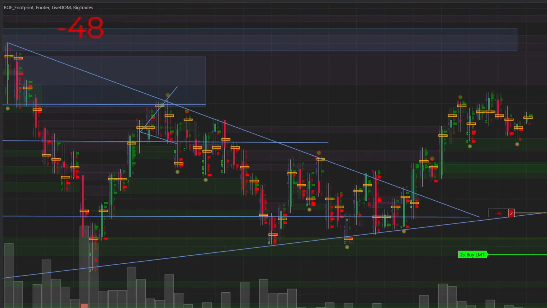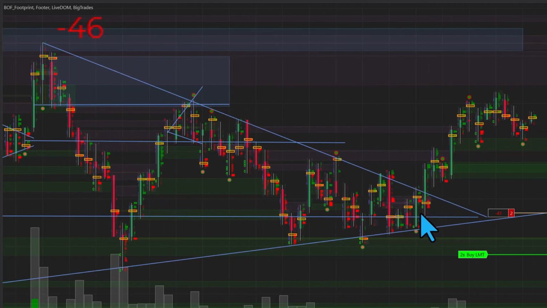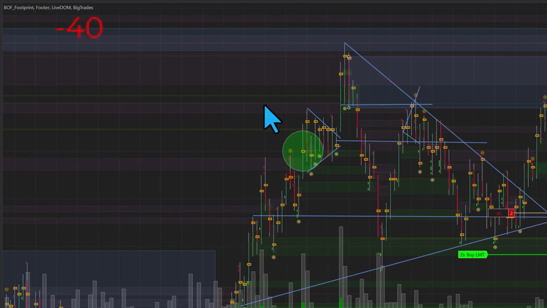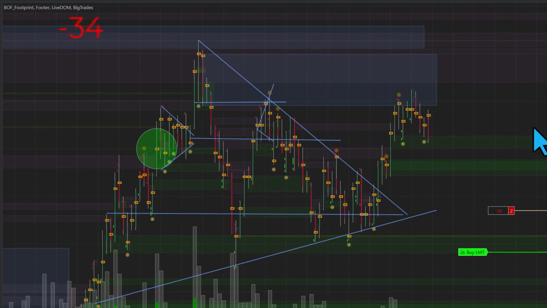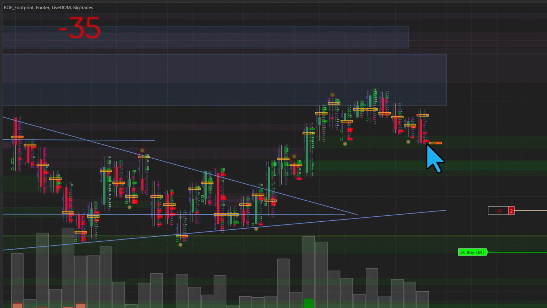So the price decided to go up. We'll see if this resistance zone is a resistance zone. Boom, we're going down, we're going down, down, down.